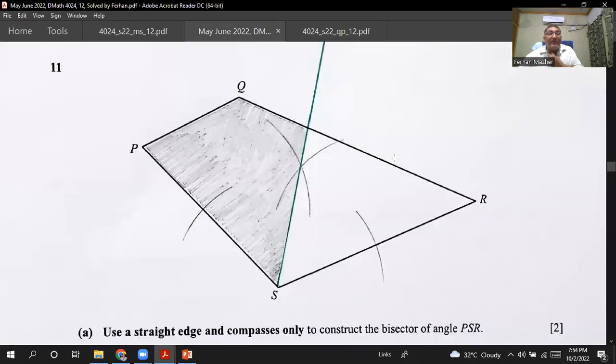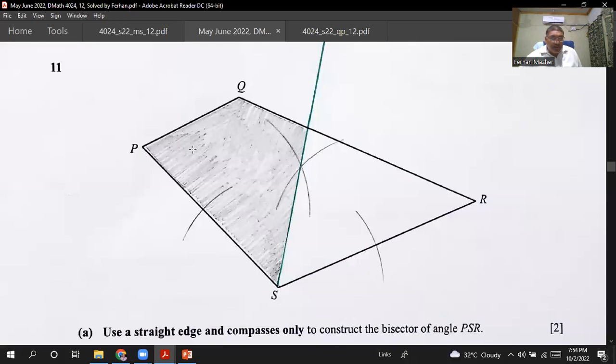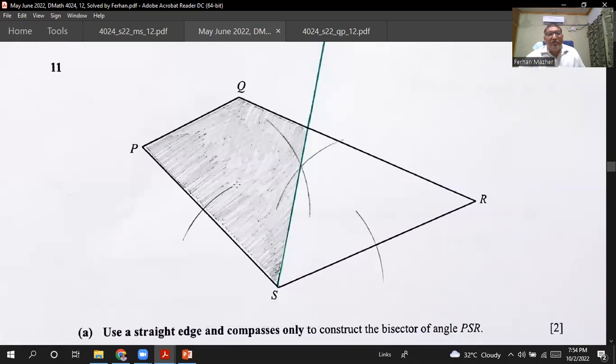It means you have to remain inside this quadrilateral. And he says it is closer to PS than to RS. So it's a locus, and he says it is closer to PS than to SR. This angle bisector is on this angle bisector. If you move on the angle bisector, you are always equidistant from the PS and the SR, because you want to remain near the PS.